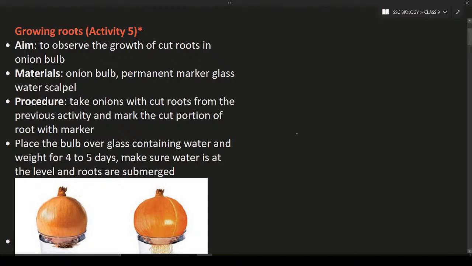Okay students, welcome to the new lecture. In this lecture we are going to discuss a new topic, that is growing roots. After this topic we are going to discuss tissue, that is nothing but the plant tissue.